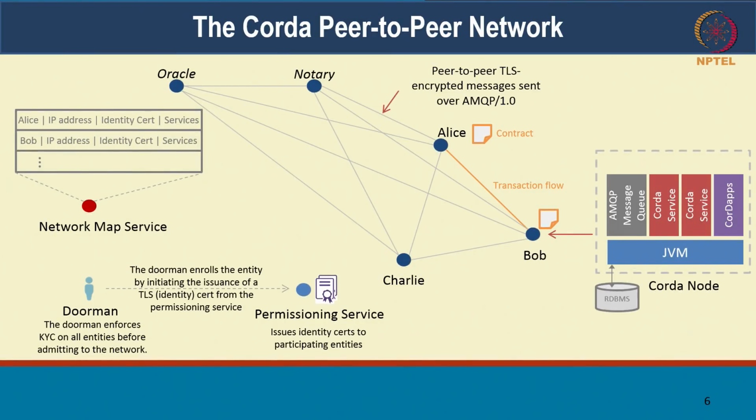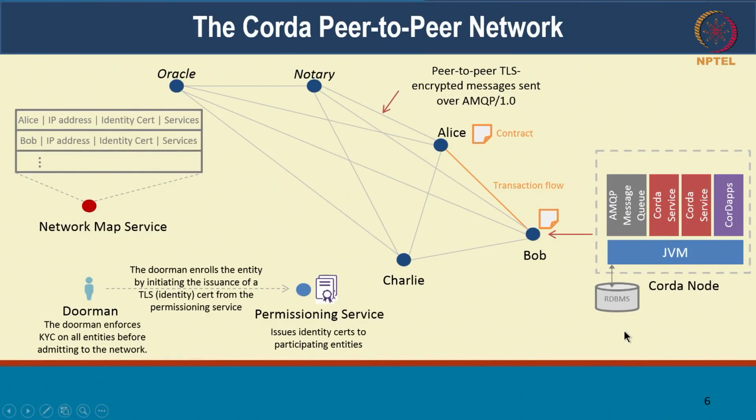What is the IP address on which I should send it? What is their certificate that I should address it by? So all that is captured in a network map service that is maintained by the network, and anyone can query it. So the Corda node itself, as I mentioned, runs on a Java virtual machine.